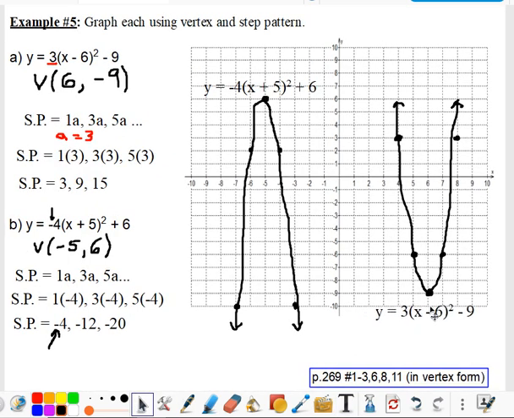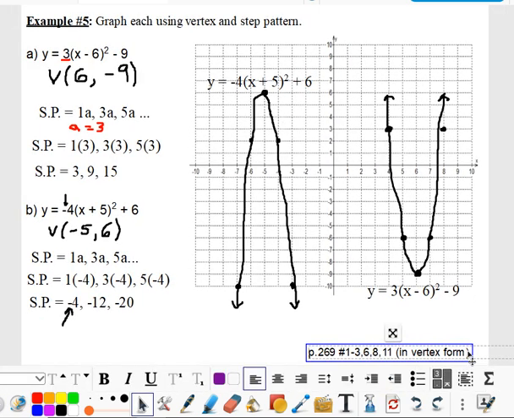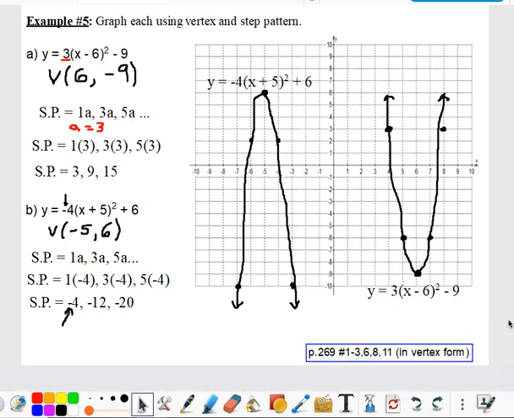I believe you may need some graph paper, in which case there is graph paper in the classroom, or maybe you can use the little sticky notes if we have them. But this is pretty much it. We have some homework assigned here on page 269, numbers 1 to 3, 6, 8, and 11. But for number 11, it just says in vertex form. I think the question says something about something else, but we're just looking at vertex form here. It's like state the equation perhaps in vertex form.